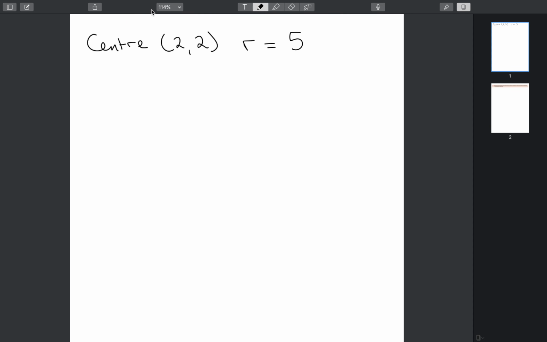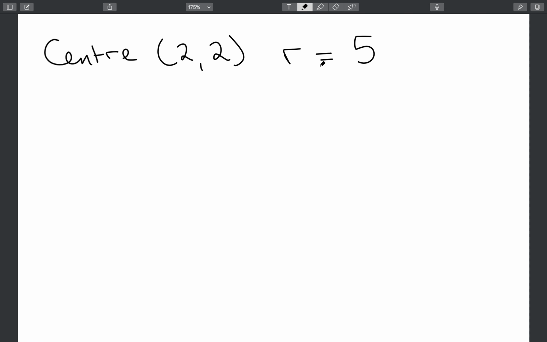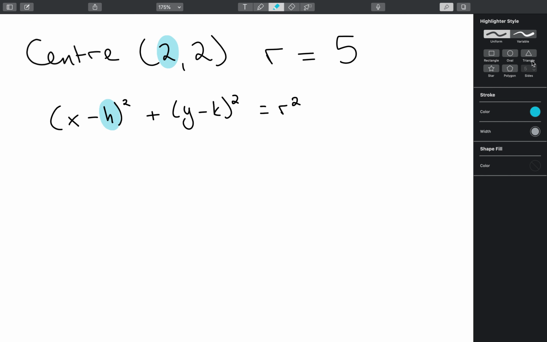So nice and straightforward. One of the first questions we looked at was, how would we deal with a center of 2, 2 and a radius of 5? So what we would be doing there is we would have our general formula, which is in your log tables. The general formula is x minus h squared plus y minus k squared is equal to r squared. So h, k is the center, so that's my h. My k is going to be my 2 in this case, and my r is going to be my radius, or r squared, like that.